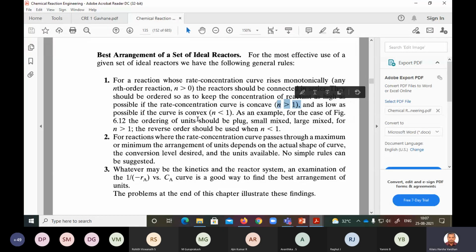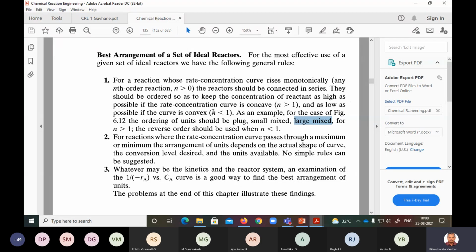But it's not the case for the other curve. If n is less than 1, the reverse is true. You should have a large mixed reactor first, or if you are having a combination of PFR and a mixed reactor, you keep the mixed reactor first and then the plug flow reactor later, right? This I will show you when I go to one more topic.